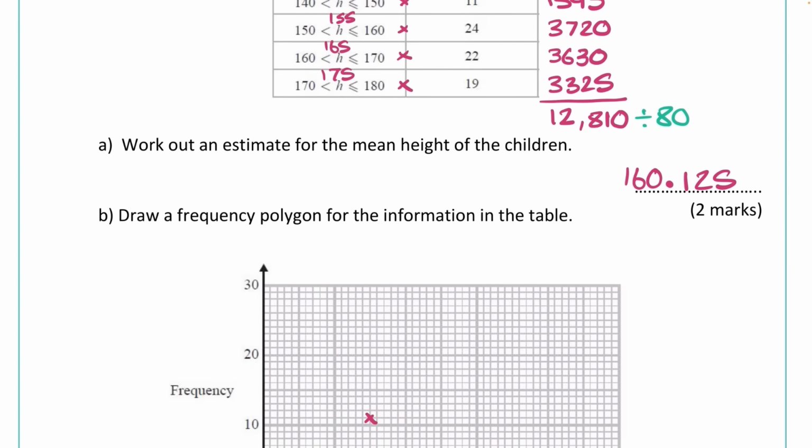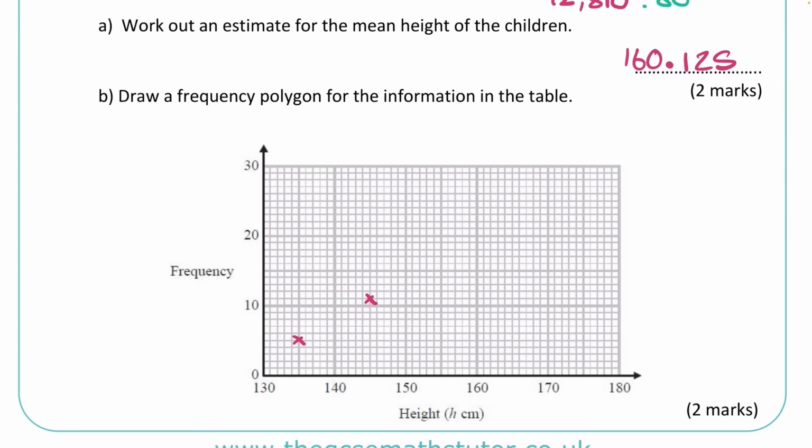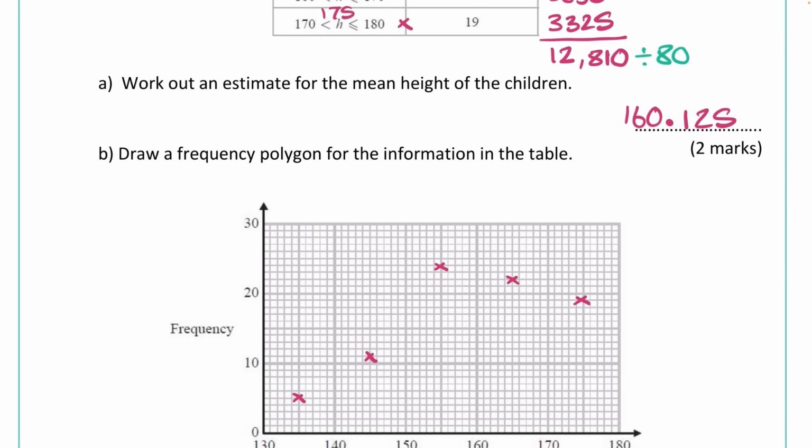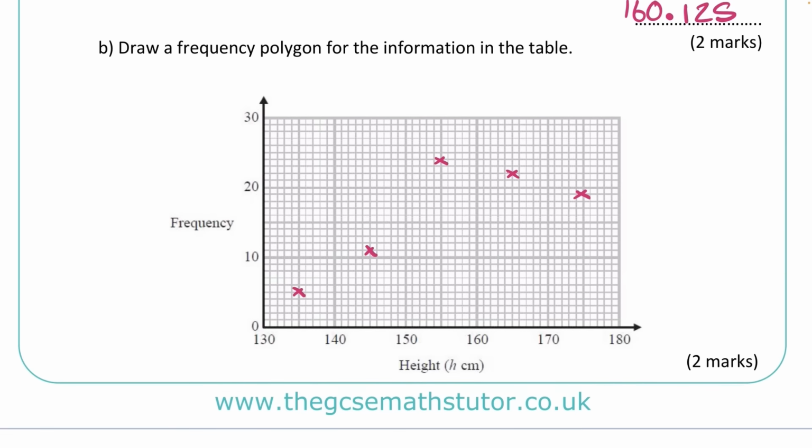We have 24, 22 and 19, let's see if I can remember them. 24, 22, it's quite hard to see the middle. So if you need to use your ruler just to line it up and make sure it's in the right place, definitely would recommend that. And 19, that was the last one, wasn't it? So 24, 22 and 19, perfect.